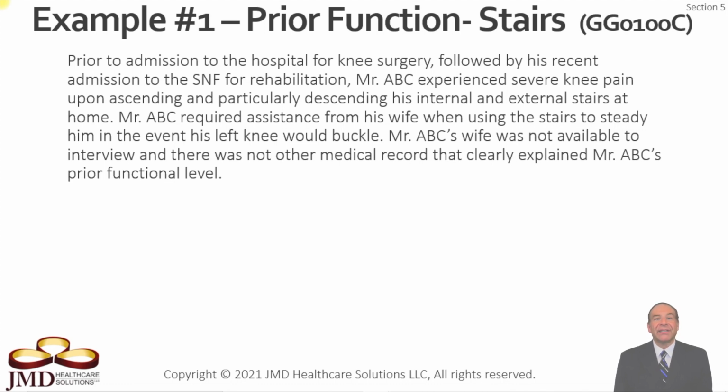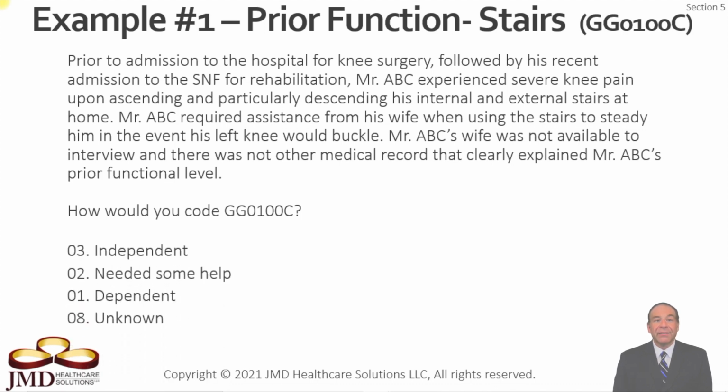ABC required assistance from his wife when he was using the stairs to steady him in the event his left knee would buckle. Mr. ABC's wife was not available to interview, and there were no other medical record documents or anything like that that clearly explained his prior level of function. Okay, so what are we looking for here? How would you score 100C? Okay, that has to do with his mobility up and down stairs. Would you do independent, need some help, dependent, or unknown?